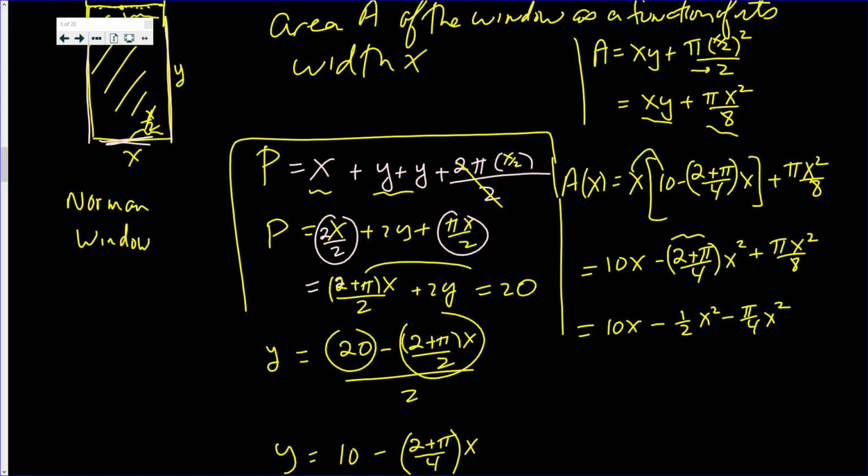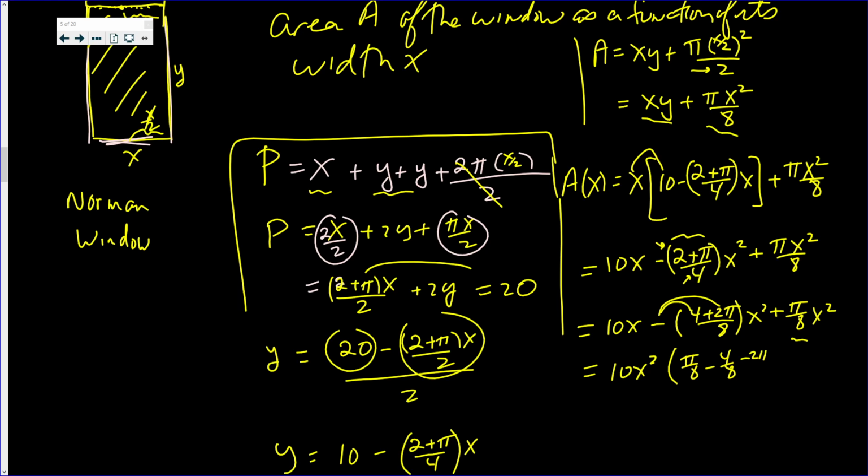You know, let's just get everything to be over the same denominator. I'm going to multiply the bottom by 2 and the top by 2. So it's going to be 4 plus 2 pi over 8 x squared plus pi over 8 x squared. Basically we have pi over 8, and we are taking away 4 over 8, and we're taking away 2 pi over 8 x squares. Just can't get a handle on a nice way of writing that.